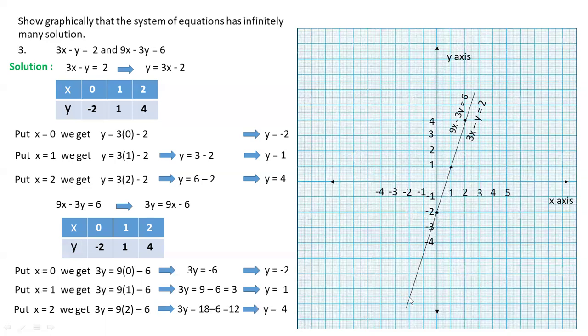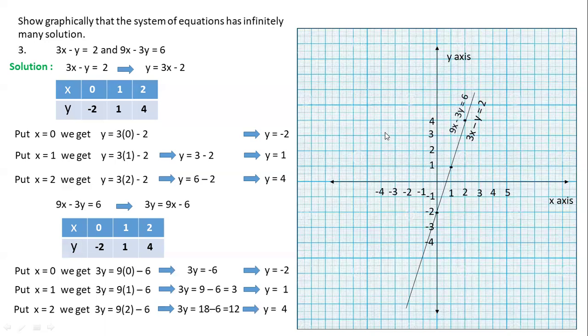Any point you take on this line will be a solution to both, or will be a part of both equations. Since you'll have an infinite number of points on this line, we can say that the system has infinitely many solutions. Infinitely many solutions. Am I clear?